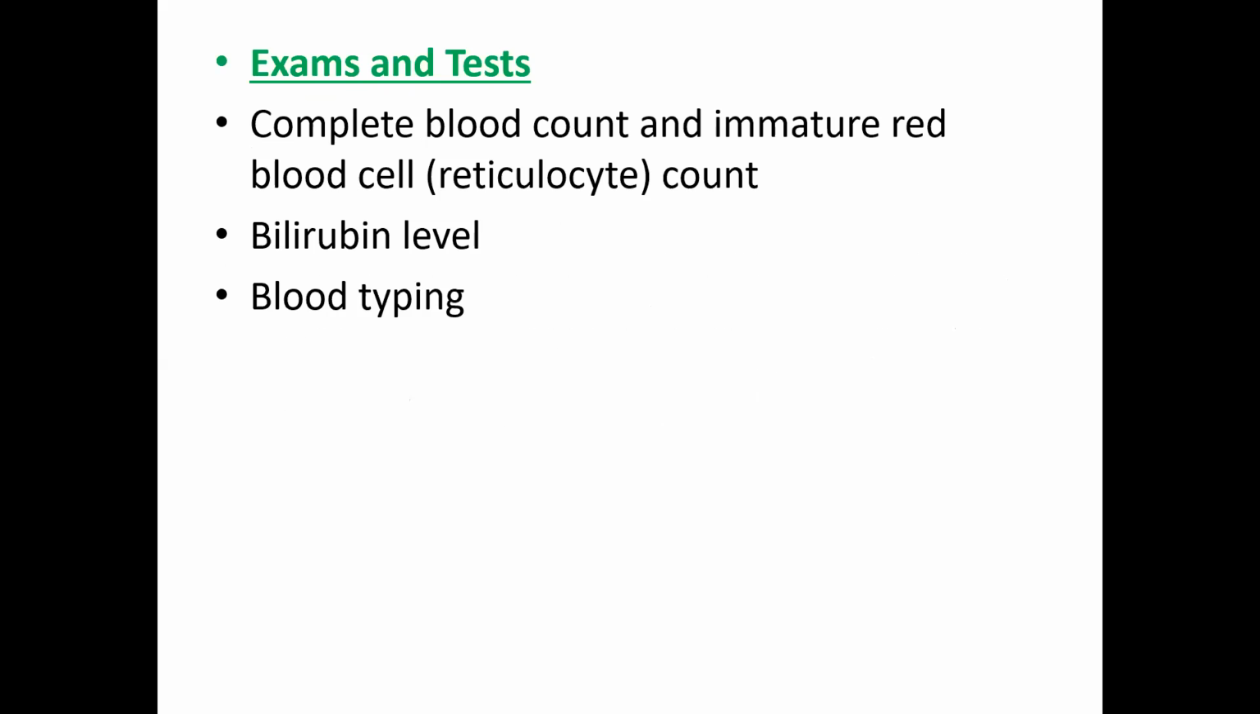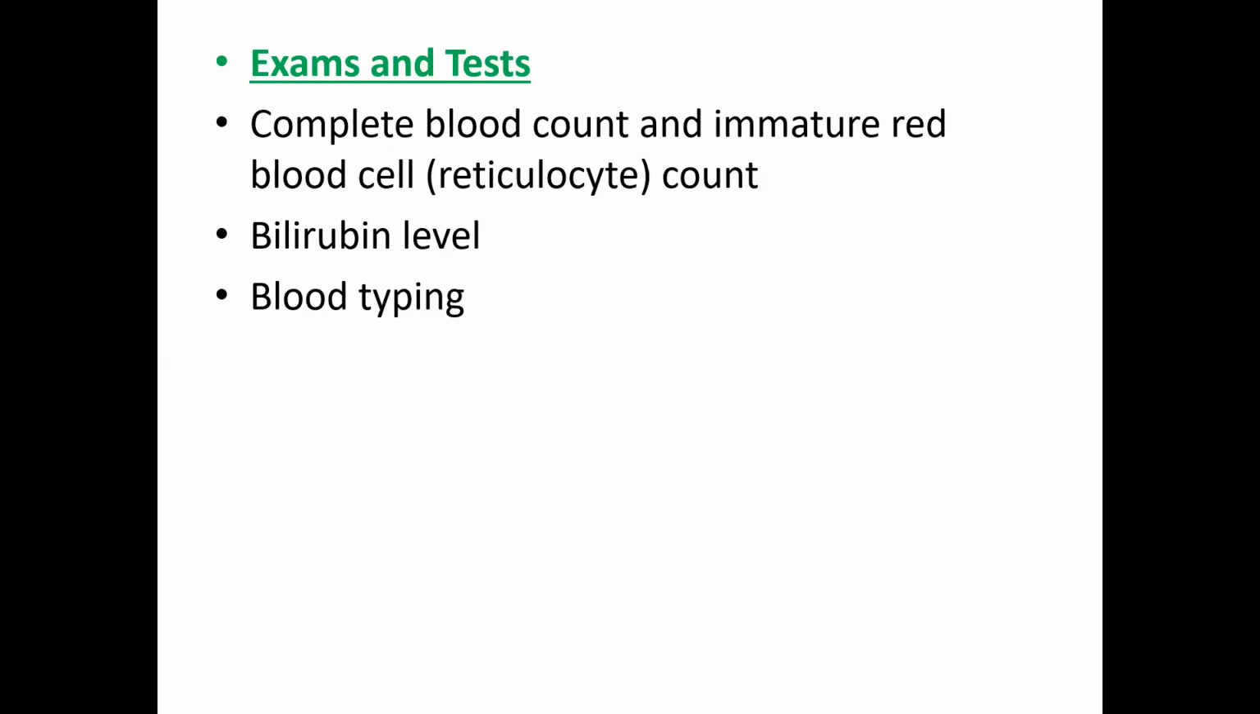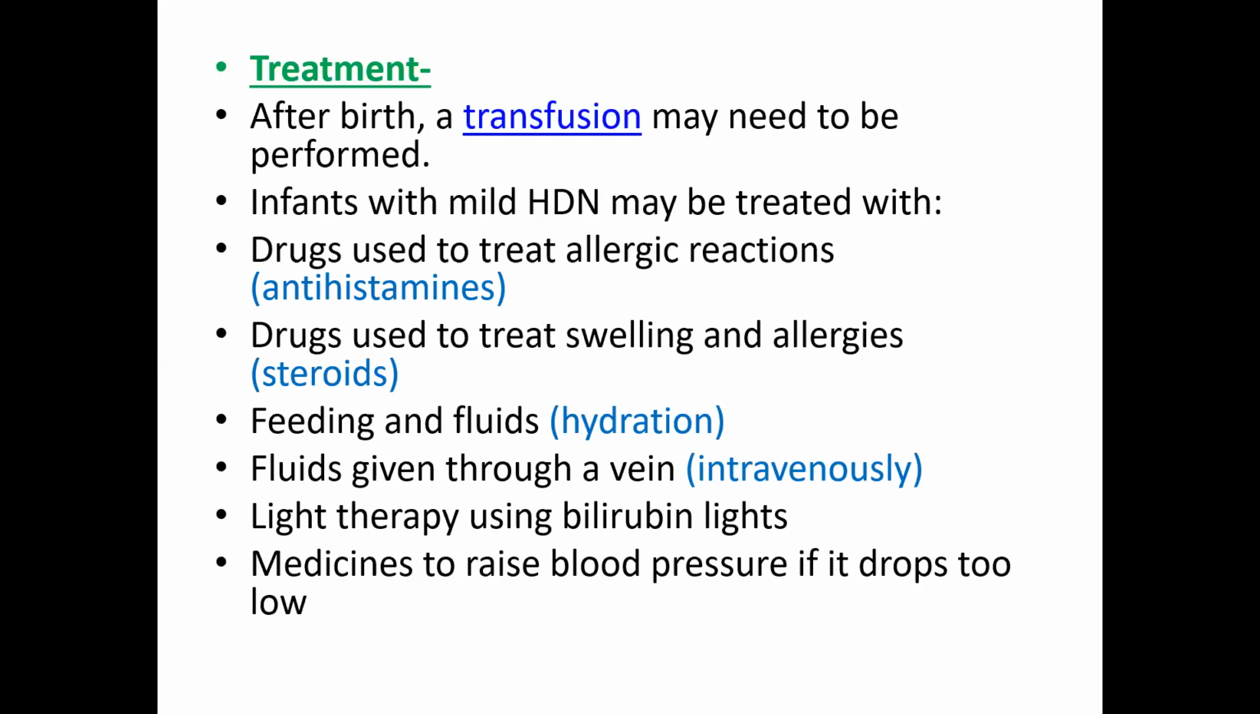Now the exam and tests. How will we find out whether an antigen-antibody reaction is there or not? The complete blood count, the immature red blood cell count, which is called the reticulocyte count, the bilirubin level, and the blood type. These investigations we have to send to the laboratory. Then the treatment: a blood transfusion is needed only when required, and then we transfuse blood according to the age of the baby as well as the bilirubin level of the baby.